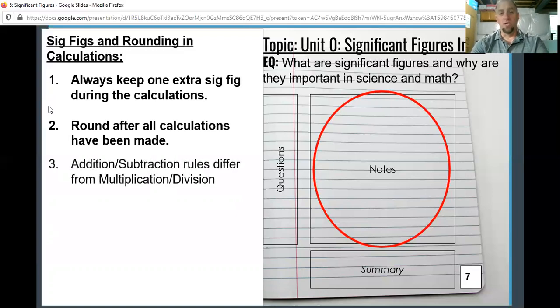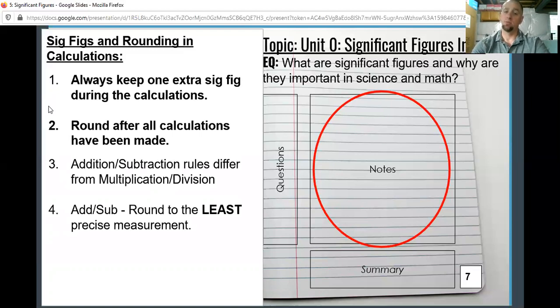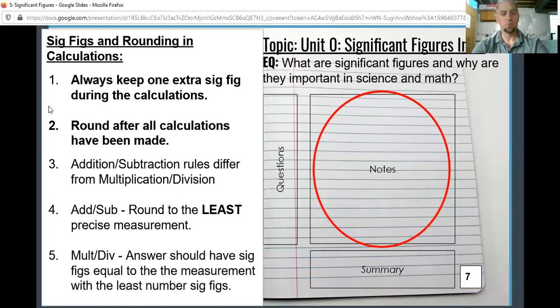So in those calculations, addition and subtraction rules differ from multiplication and division rules. With addition and subtraction, we round to the least precise measurement. So if I had the number 12, that's going to be less precise than if I had something that was measured 12.41. So that limits the amount of significant figures we can keep in our calculation. We'll do some examples on this as well.